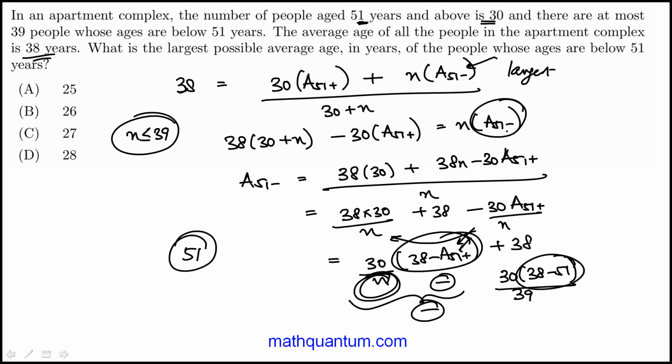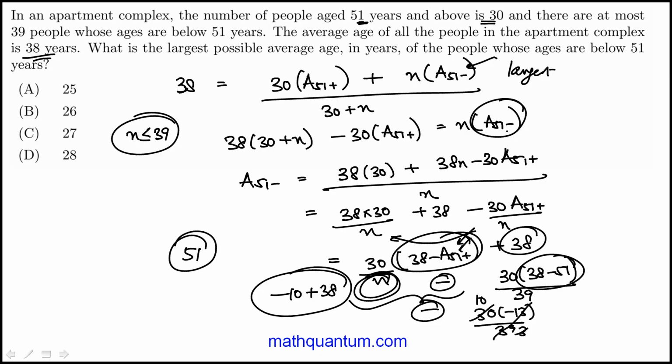And this is minus 13. So 3, 10, so that becomes minus 10. And the greatest value I would get, I have to add that to 38, is 28, which is answer D.